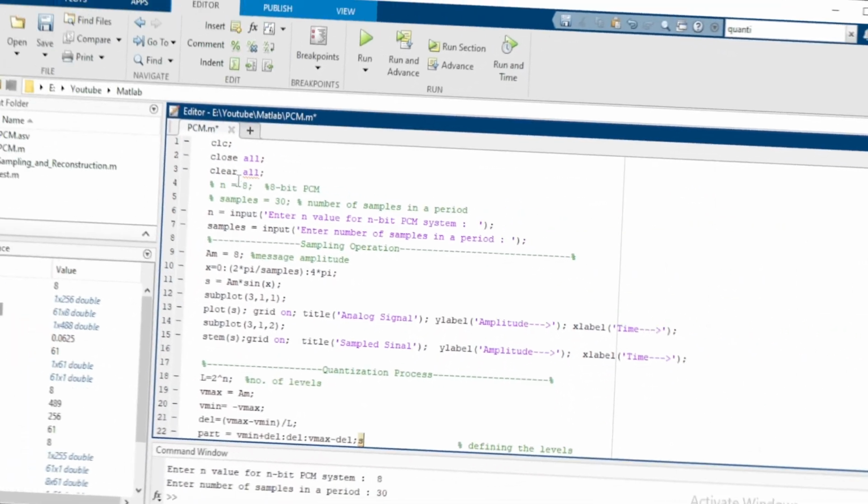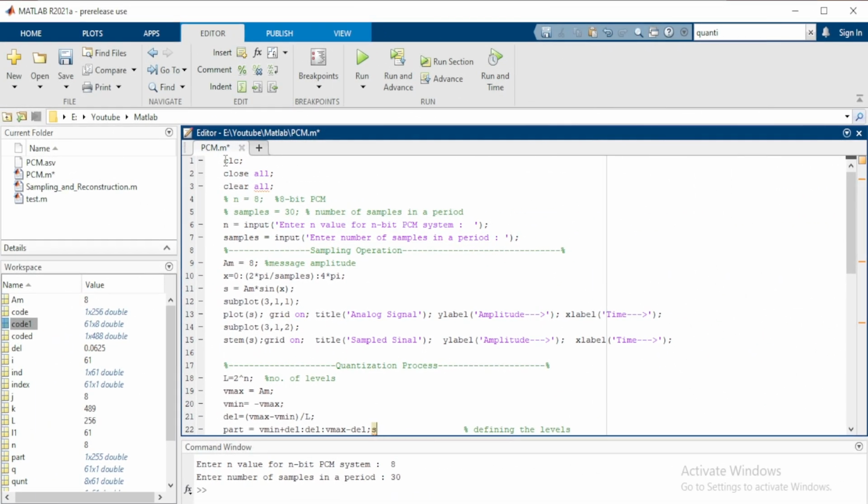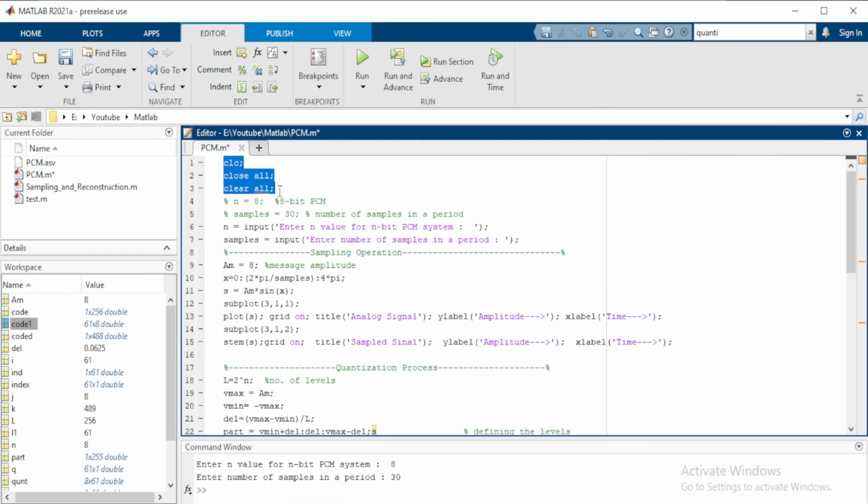For the MATLAB code of PCM, the first three lines are clc, close all and clear all, which we use in every program, and you know the meaning of that. Next, for PCM, we first have to define the n-bit PCM, that is, how many bits are required for one quantized sample. How many bits we require to represent one quantized value, that we have to define.